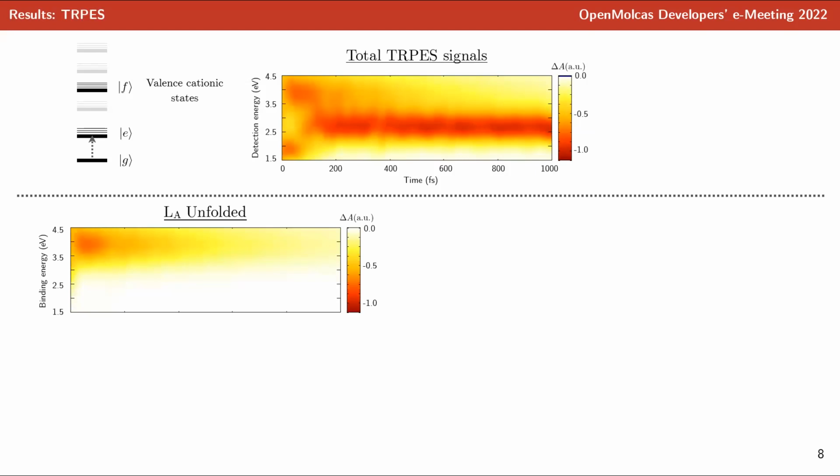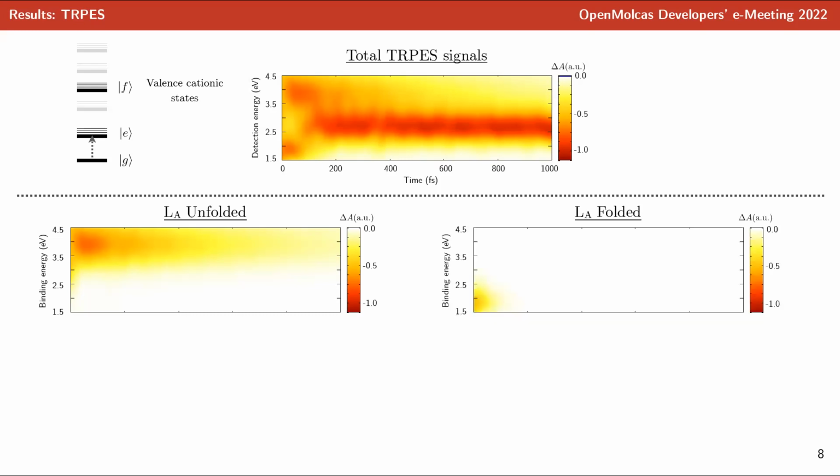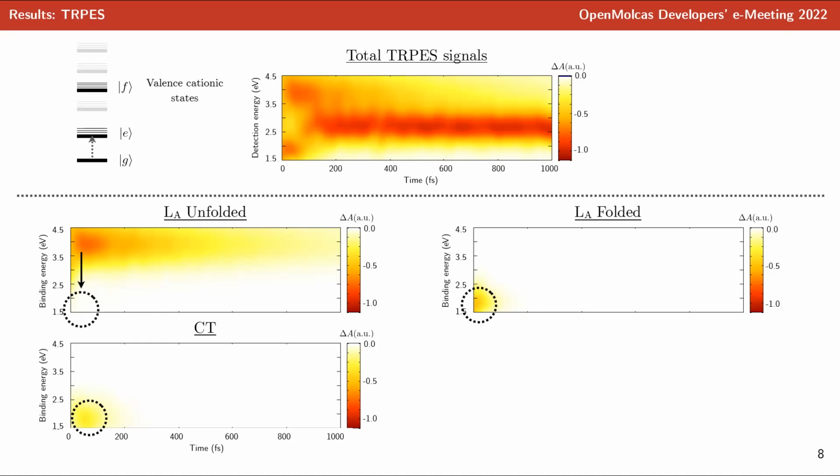Again, if we look at each individual contribution, we have the one from the unfolded conformer, which is at higher energy. Then we have the signal from the folded conformer, and we see that unless this excited state absorption comes from the same valence excited state, the fact that we are probing the folded conformation changes the energy of the LA, changes the binding energy of the LA state, as you can see. And also in this experiment, we have a signature of the charge transfer, which is partially covered by the signature of the population of LA.